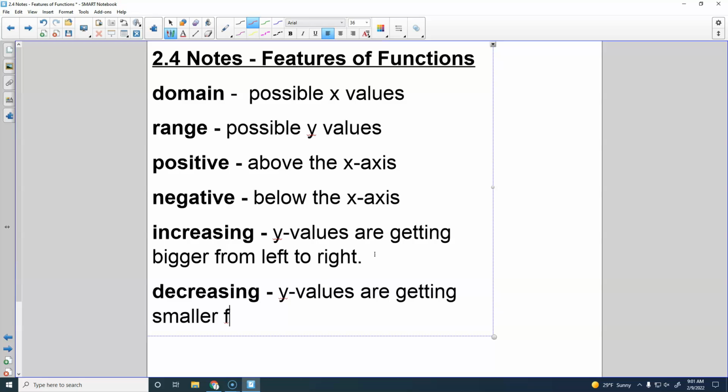And decreasing is getting smaller from left to right. I could use the phrase increasing instead of getting bigger, or decreasing instead of getting smaller. It just seems kind of wrong to use the word in the definition of the word. So there's some words that are very hard to define without using the word itself.